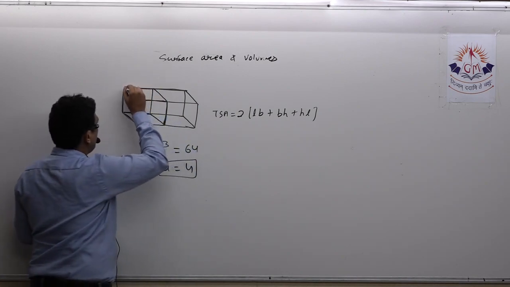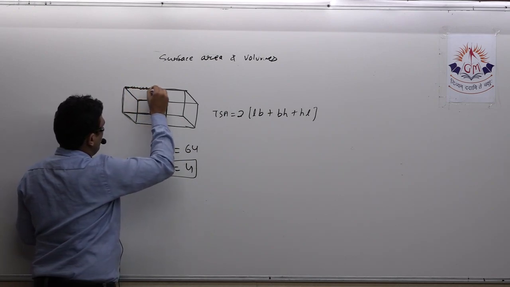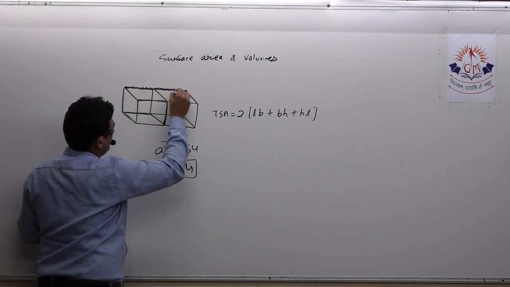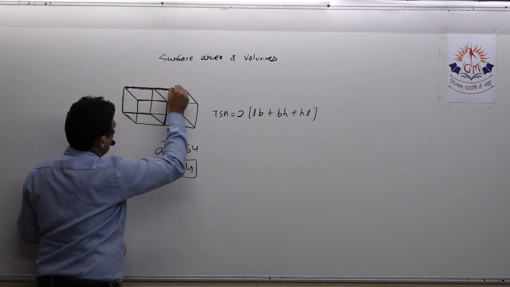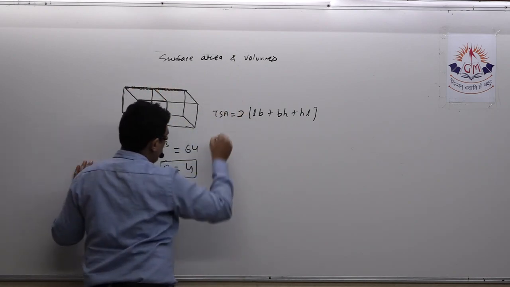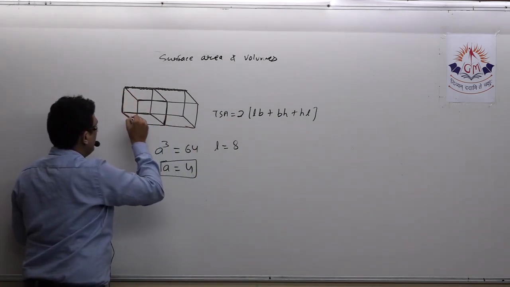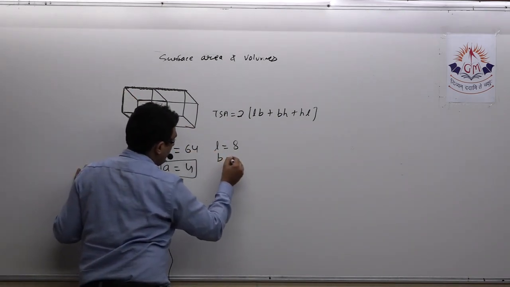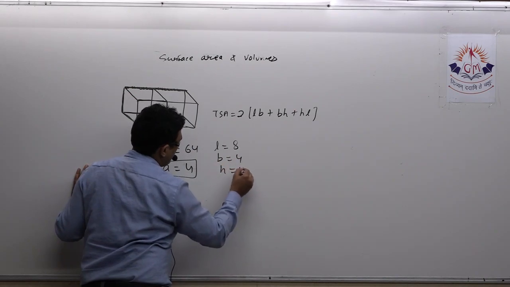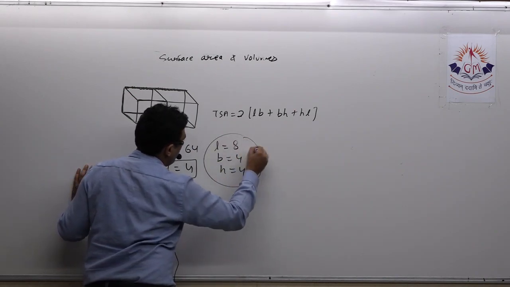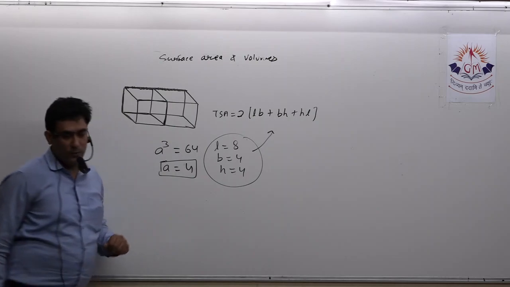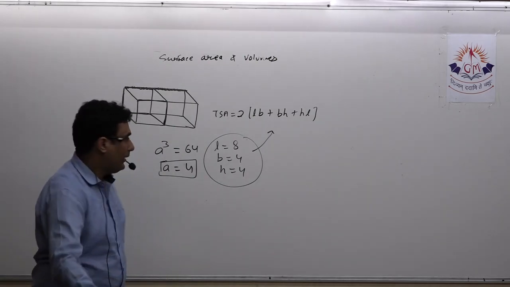So this much is 4, and this is also 4. If we join these, we get the length of the cuboid. That means for the cuboid, length will be 8. Height and breadth are going to be the same, that means B will be 4 as well as H will be 4. Now using these three values, by putting them in the formula, you will be able to get its total surface area.